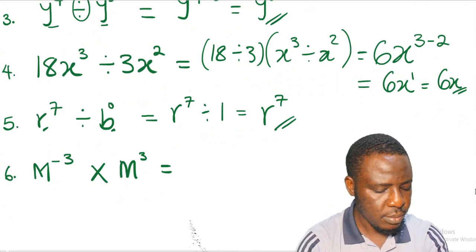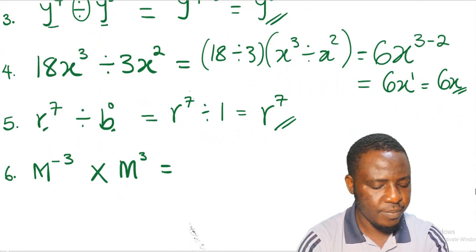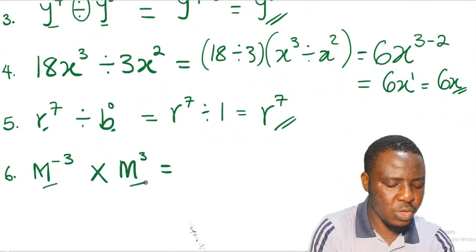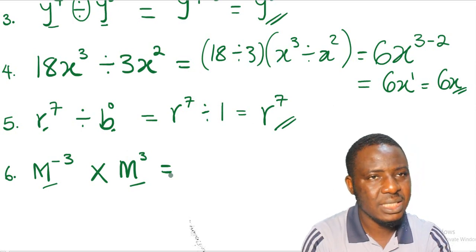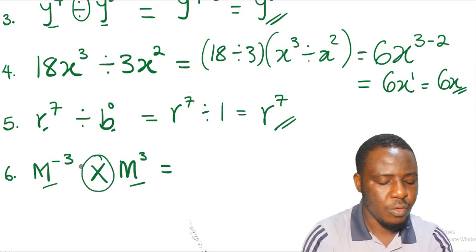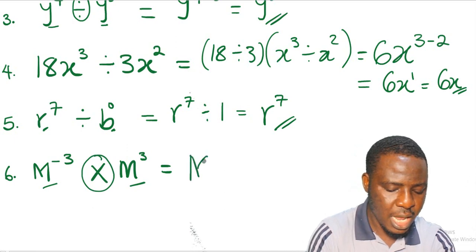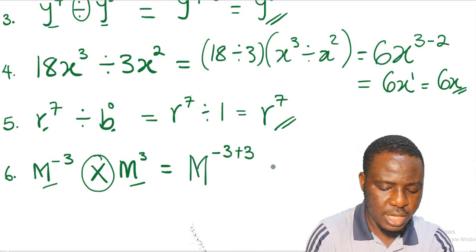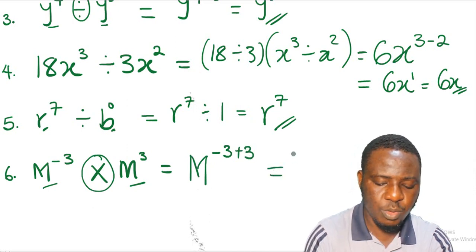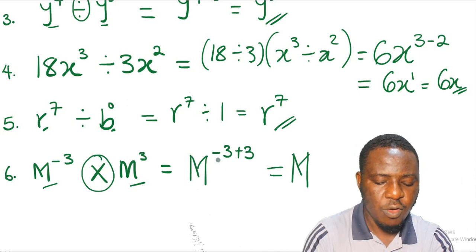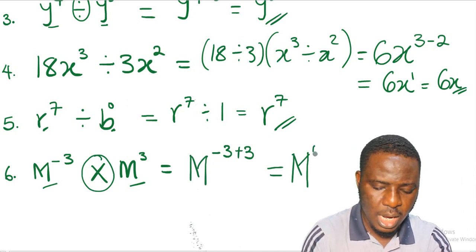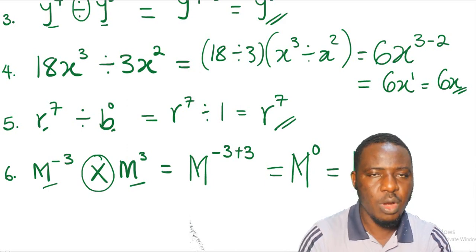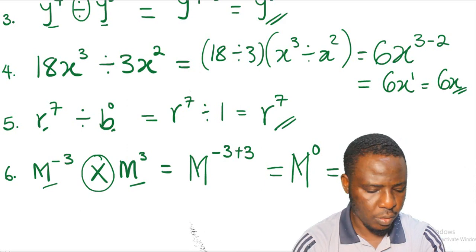Number 6. m raised to the power of minus 3 times m raised to the power of 3 is equal to, since the bases are equal, you add the powers because of the multiplication. So this becomes m raised to the power of minus 3 plus 3. And for minus 3 plus 3 is 0, so this becomes m raised to the power of 0. Therefore, m raised to the power of 0 is 1, going by the 0 index law.